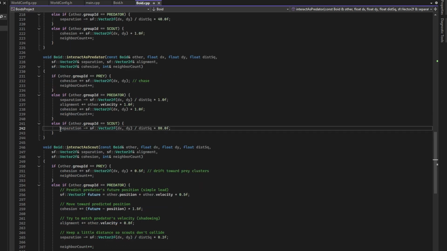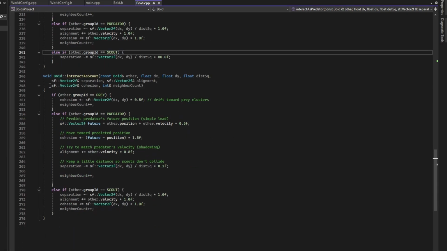And they have just standard rules for themselves. But if a predator sees a scout, they try to flee the scout. So the scout's location gets subtracted. And then the scouts, on the other hand, they want to be nearby, just barely, half as strong, but they want to be nearby to prey. And then scouts with other scouts follow all the normal rules.